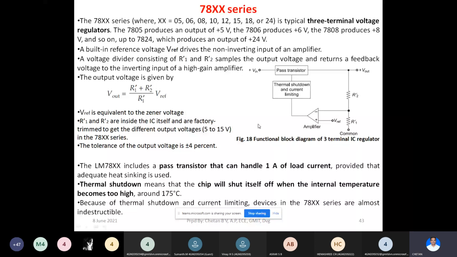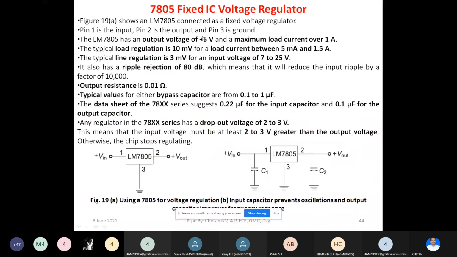So in the last class, you have studied this also, 7805 fixed IC voltage regulator. So these are some of the features. The output voltage is constant 5, and maximum load current that it can allow is 1 ampere. And these are the three terminals which 7805 would have. The first one is input voltage, pin number 1. Pin number 2 is output voltage, and pin number 3 is a common terminal to which you are connecting the ground.